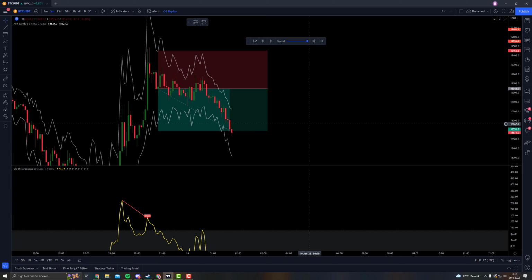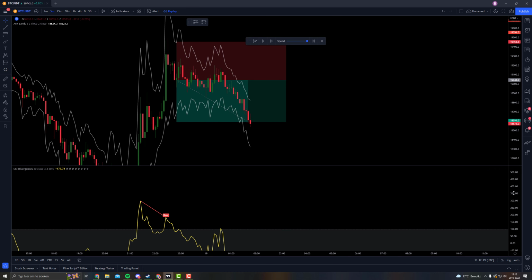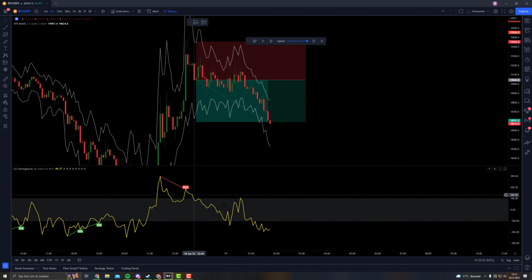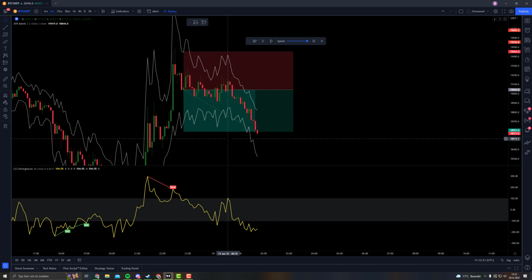This one was a nice trend change to bearish, really nice. So these are the entries where I'm going to take. I'm going to take 100 entries and I'll come back to you with results.